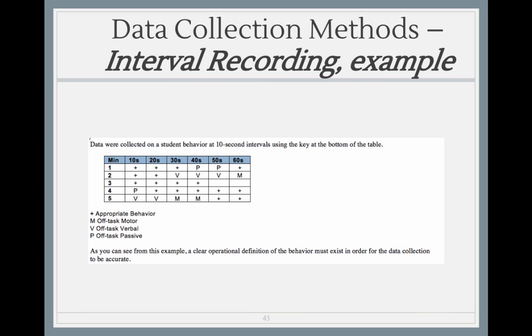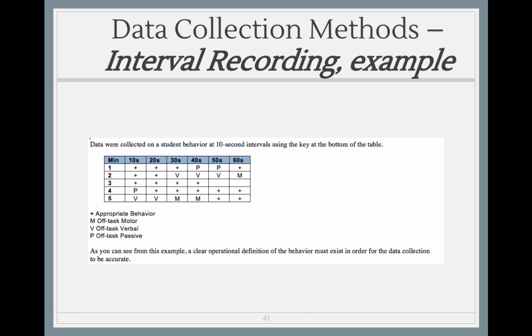Here's an example of what interval recording might look like. Oftentimes we report it in a chart format like this, where, as you can see, data were collected on student behavior at 10-second intervals using the key at the bottom. So if there's a plus in the box, it means the behavior was appropriate for that 10 seconds. If there's an M in the box, it means the student was off task with their motor behavior, which basically means they might be fidgeting or up out of their seat, something to do with their body moving.